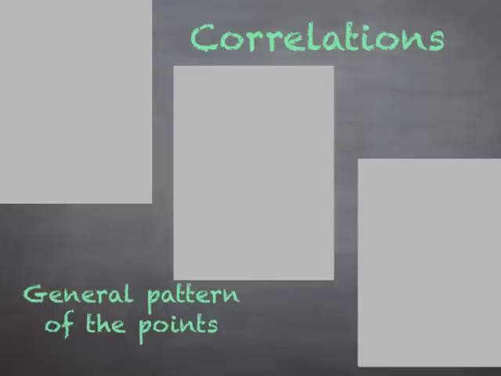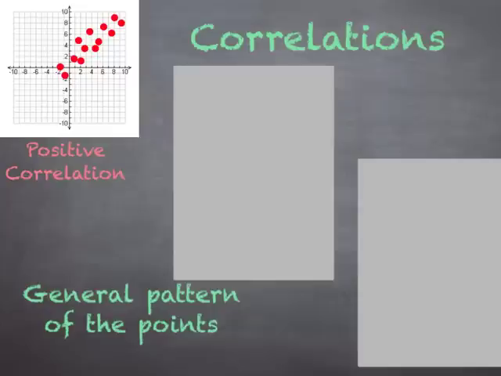Now, when we look at lines, we say that lines have a slope. When we're looking at a scatter plot, we say that scatter plots have a correlation. Correlation is the general pattern of the points, the way that they're kind of traveling. Just like with slopes, we can have a positive correlation. Notice how these points seem to be going up and will continue to go up. Even though they're not in a straight line, they're in a general positive pattern.